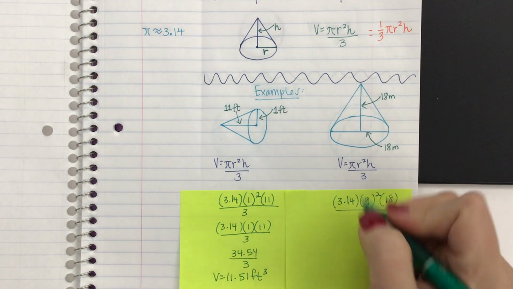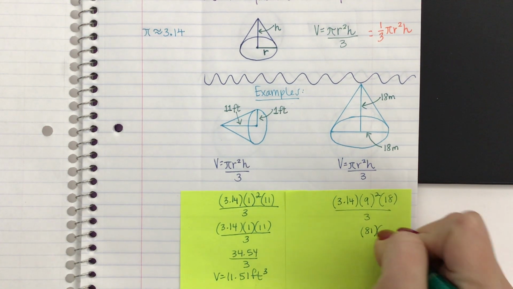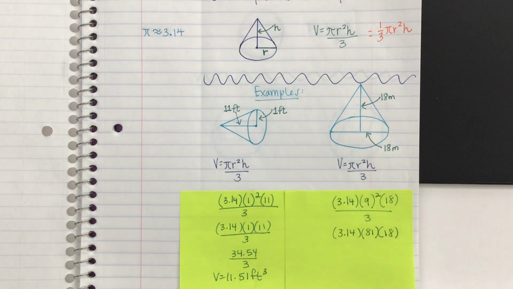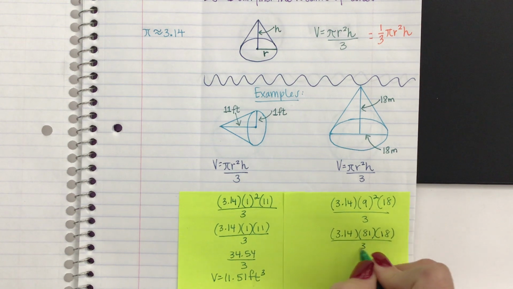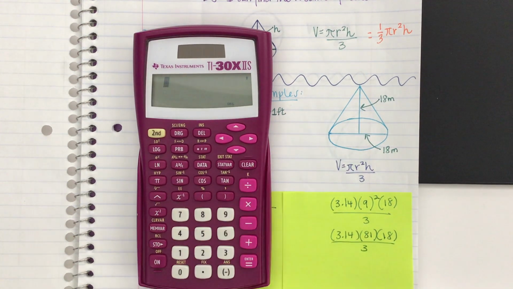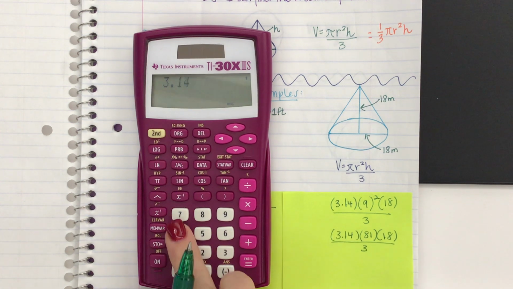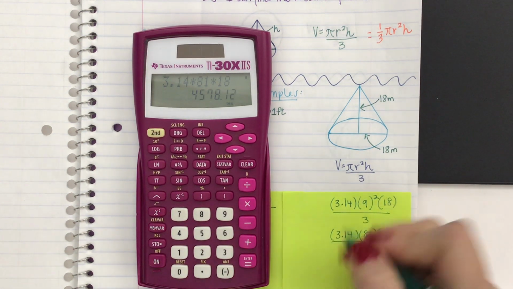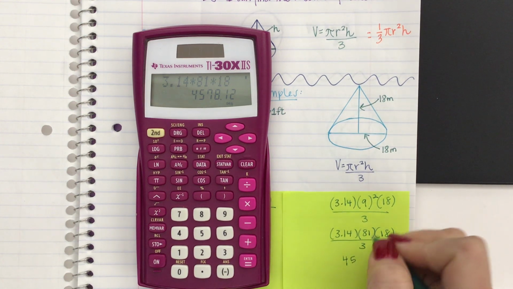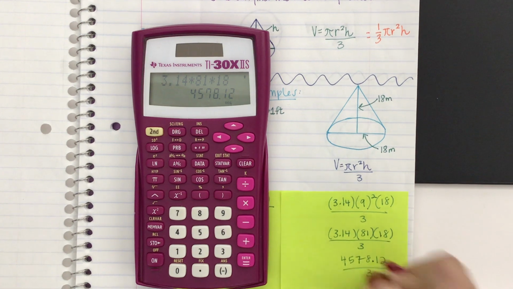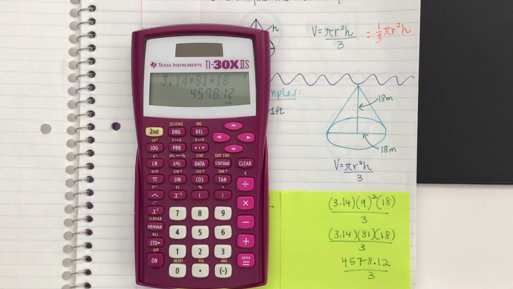So 9 squared is 9 times 9, which is 81, times 18. And then I fill in everything, divided by 3. I'll go ahead and get my calculator out here. So then I do 3.14 times 81 times 18, and that equals 4,578.12 divided by 3. Yeah, it's a big number. Yes, you have decimals. I divide by 3.